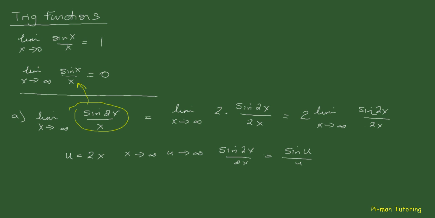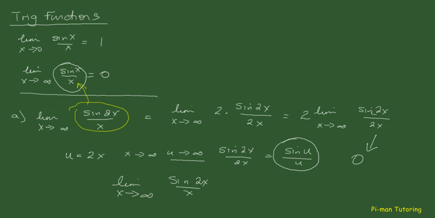We're looking at the limit as x tends to infinity, and that's the same as the limit as u tends to infinity. So this expression is exactly the same as this expression, and so we know the limit of this second term over here is going to be 0. 2 times 0 is equal to 0, and therefore the limit as x tends to infinity of sine 2x over x is 2 times 0, which is 0.